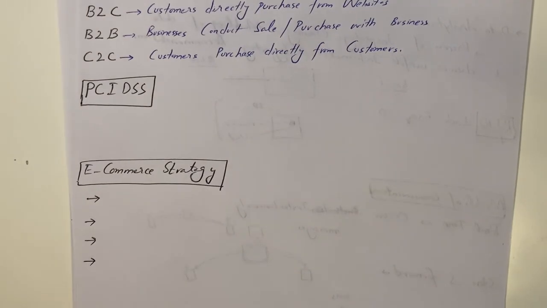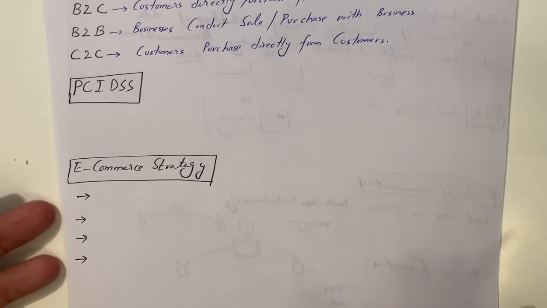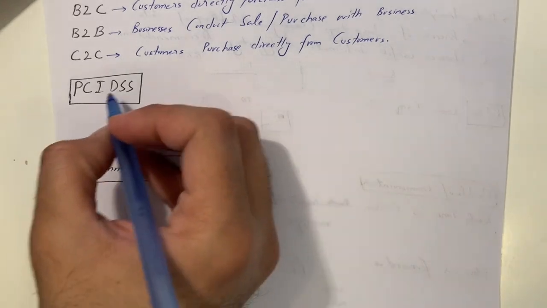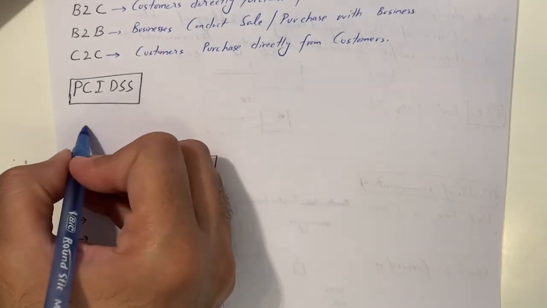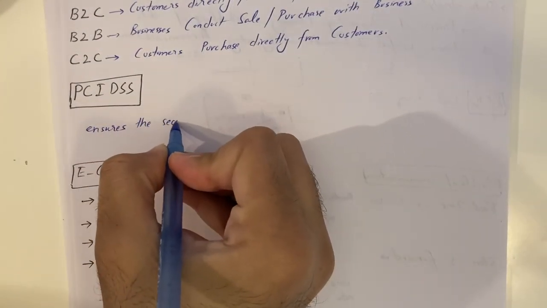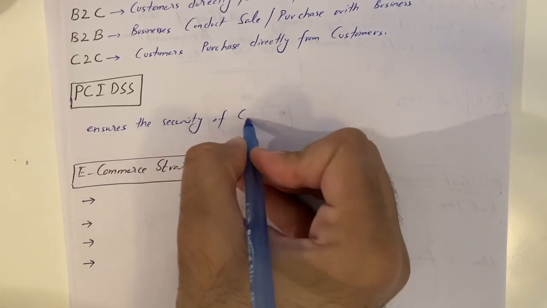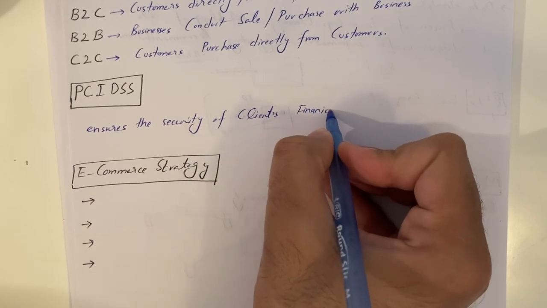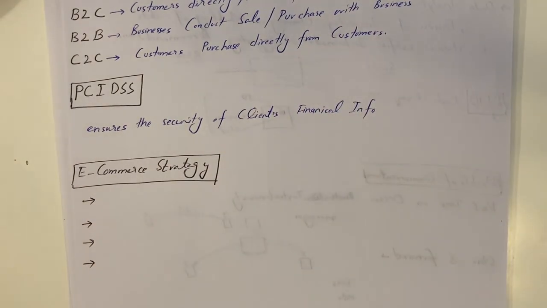Whenever you go for e-commerce, of course there is compliance, like payment methodology. You might require the client's credit card or debit card information. Even if you have a small company where you store customers' credit card or debit card numbers, you have to comply with PCI DSS. PCI DSS ensures the security of clients' financial information, like their credit card and debit card information.